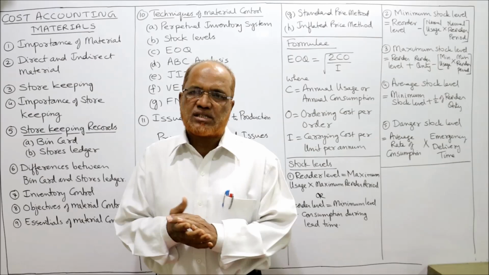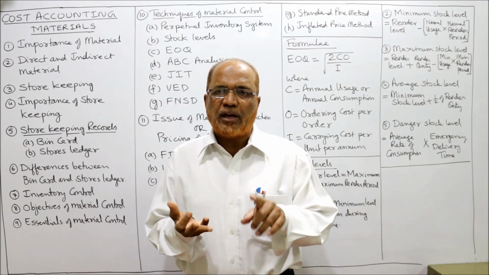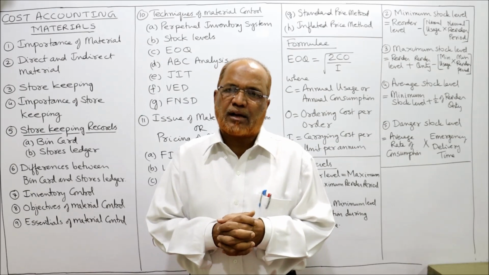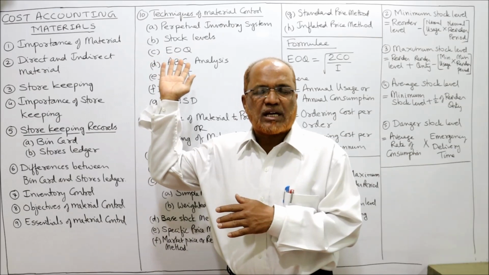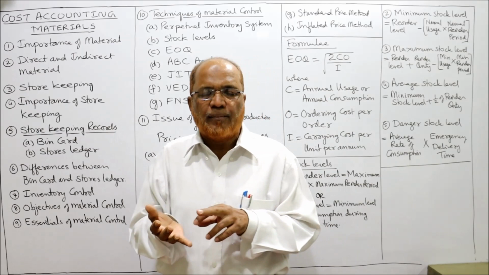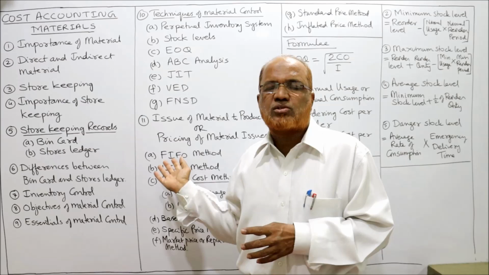So what we have discussed: the importance of inventory control, the direct material, indirect material, storekeeping, importance of storekeeping, and we have discussed about the records kept for material control, bin card and stores ledger differences. Then we have discussed about inventory control, objectives of inventory control, essentials of inventory control, and what are the techniques available for inventory control. Different techniques, perpetual inventory system, ABC analysis, then EOQ, stock levels, all these are the techniques which are applied in order to control the material cost.